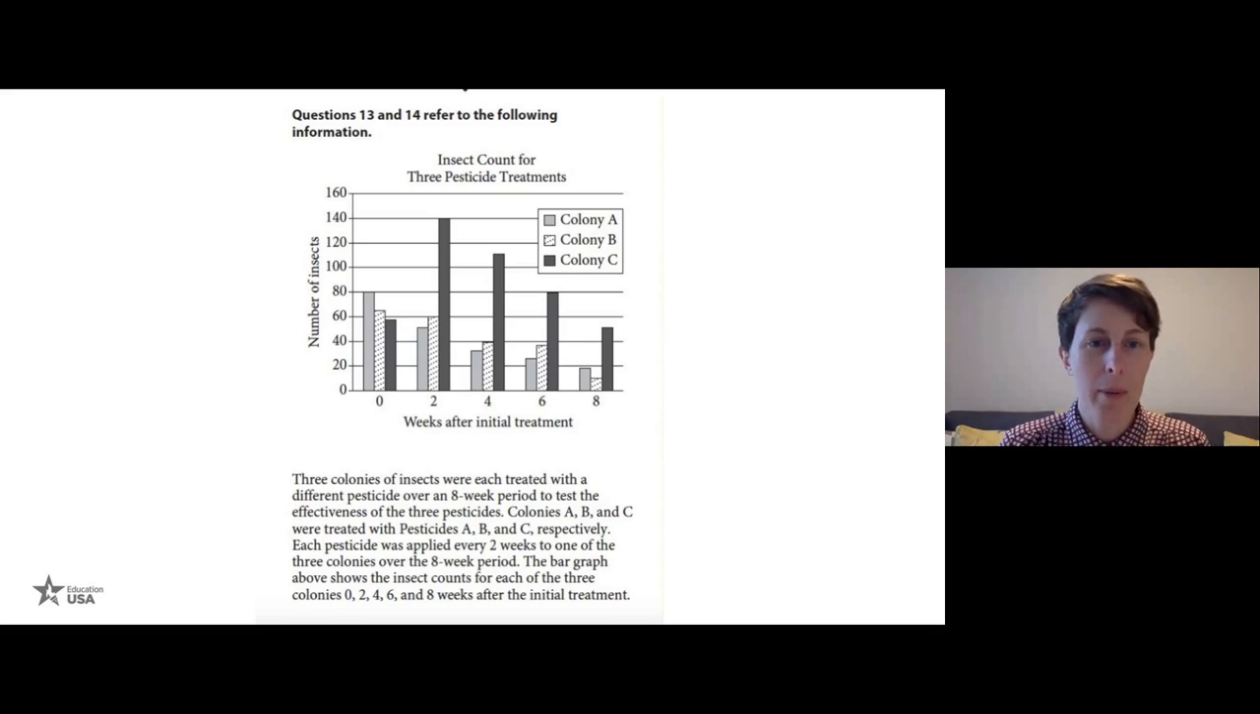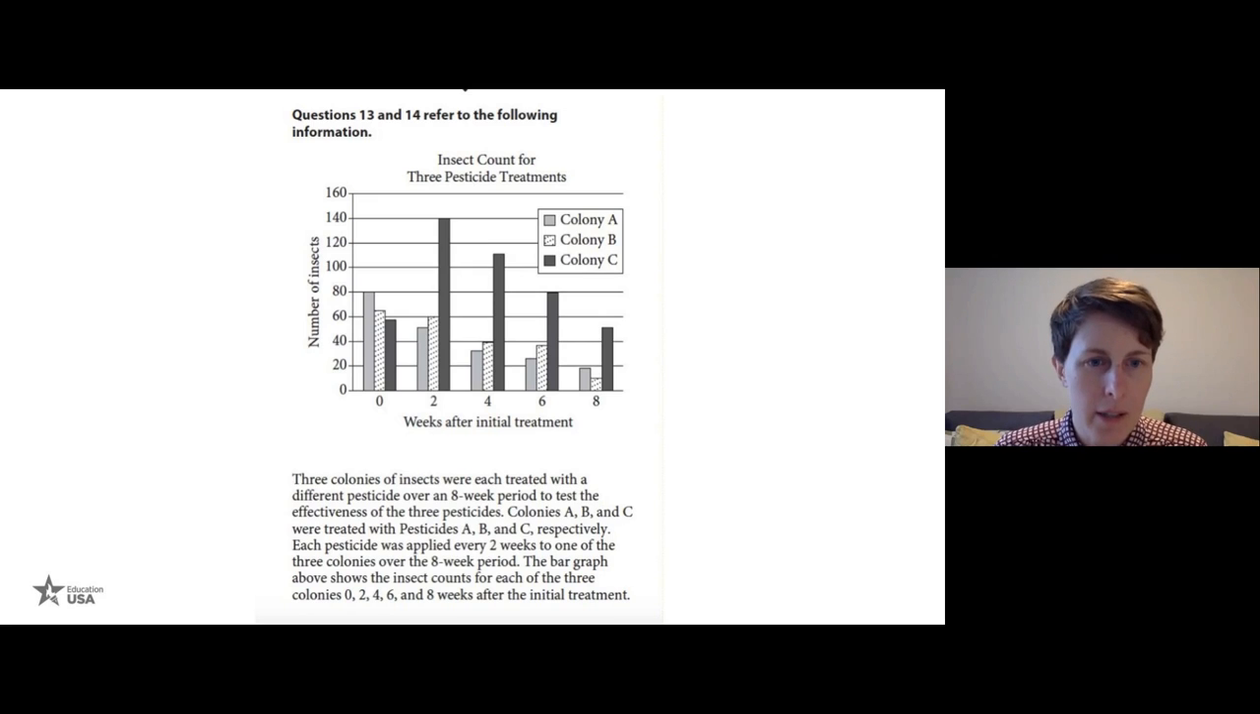Let's say it's something really gross, like a cockroach. So let's say we've got colonies of cockroaches, and there's three separate ones. Now we've got three kinds of pesticides that we're testing to try to destroy the cockroaches. See, it can be a little more fun if you build a little bit of a story in and make it specific to what's interesting to you.